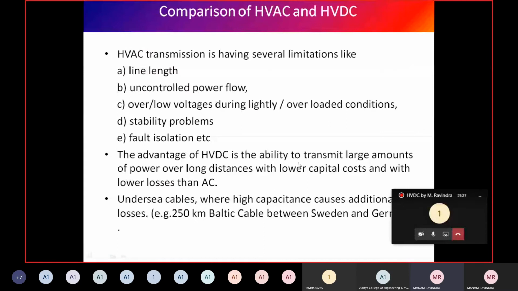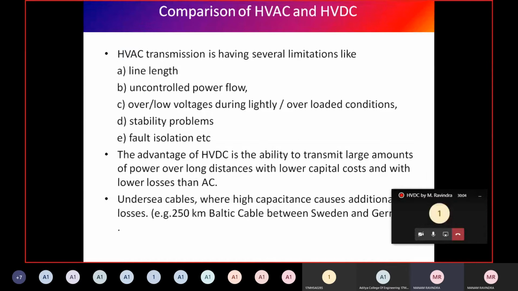Coming to next slide. Okay, now what is the comparison between HVAC and HVDC? We already discussed what the main problems in HVAC are, in transmitting power through AC. The main problems are line length, uncontrolled power, over or low voltages during lightly loaded or overload conditions, phase angle stability problems, and fault isolation problems. The advantage of HVDC is the ability to transmit large amounts of power over long distances with lower capital costs and with lower losses than AC.